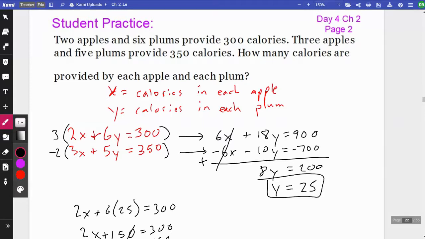You need 2 plums and 6 apples is 300 calories. 3 apples and 5 plums is 350 calories. How many calories? So X is calories in an apple, Y is calories in a plum. And then those first 2 sentences give you the first 2 equations. And I elected to use elimination because I saw that the X terms can easily be made 6 and negative 6. So I multiplied them accordingly. Adding them down, I eliminate 6x. I get 8y equals 200, which is y is 25.